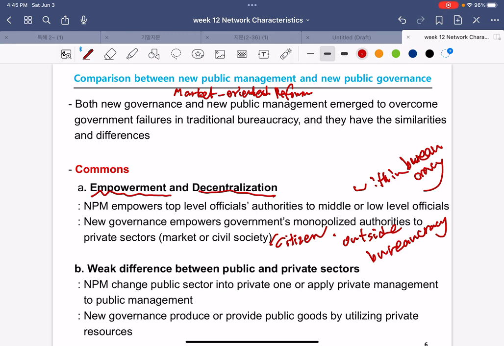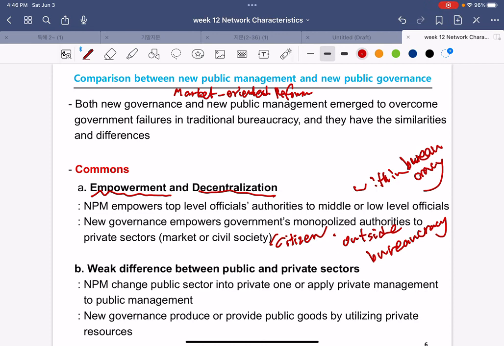Also, the second similarity between the two reform approaches is that it is difficult to distinguish between public and private sectors. NPM changes public sectors into private ones. Also, new governance produces or provides public services by utilizing private resources, right?